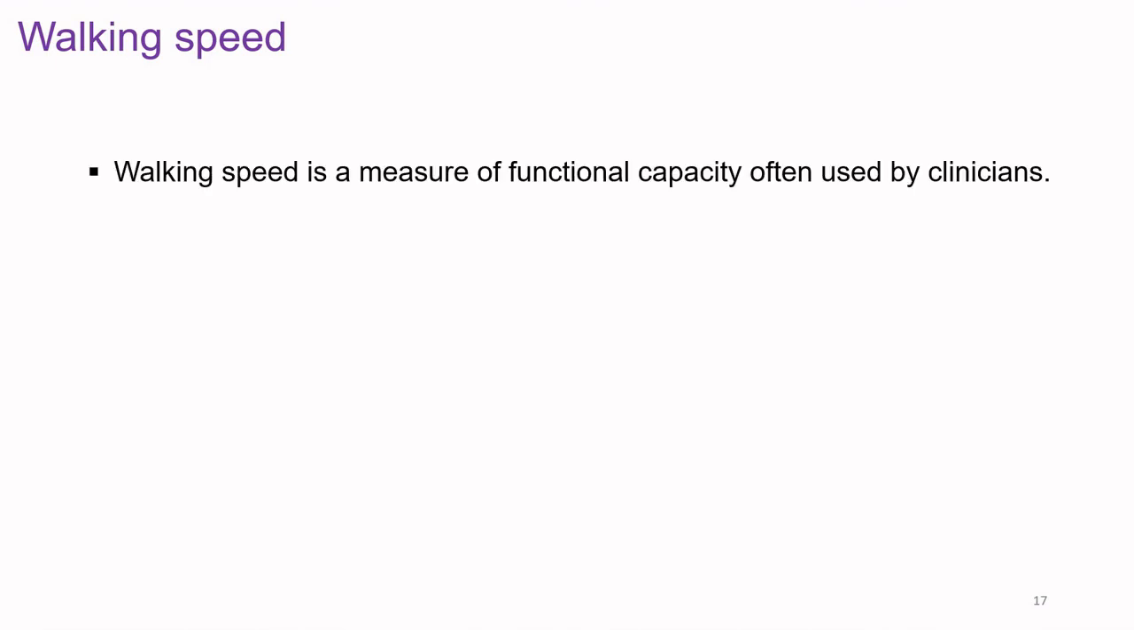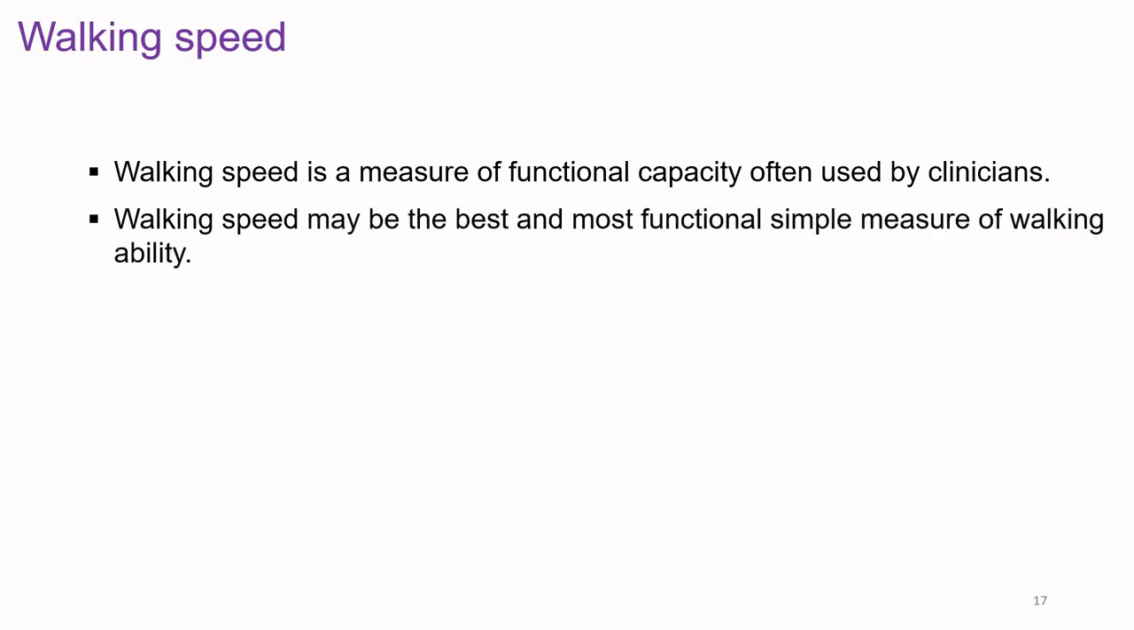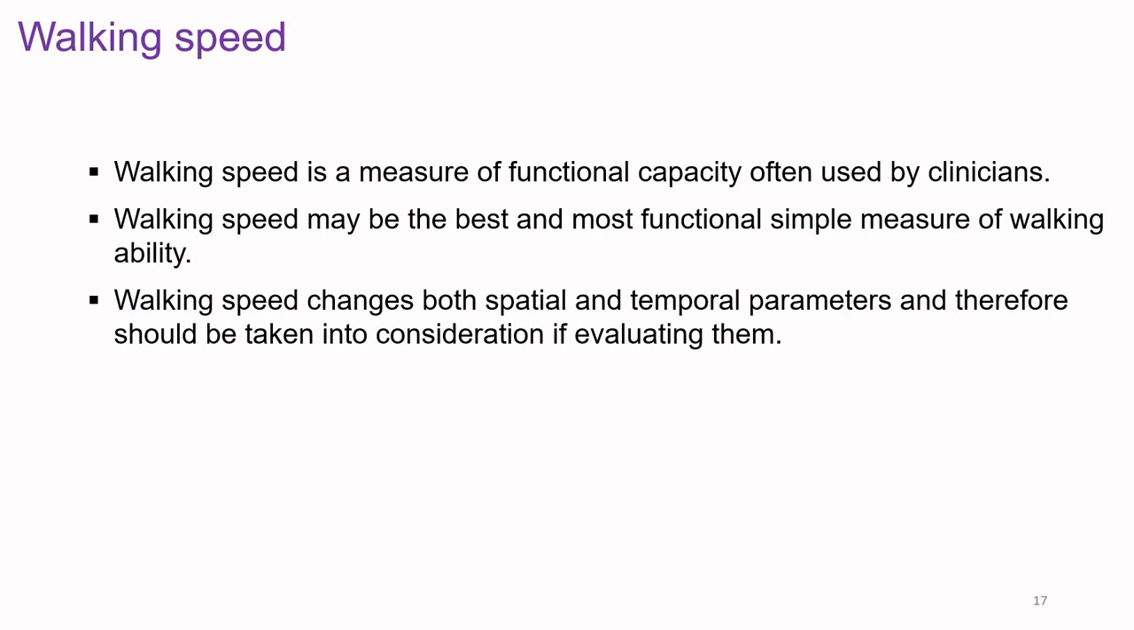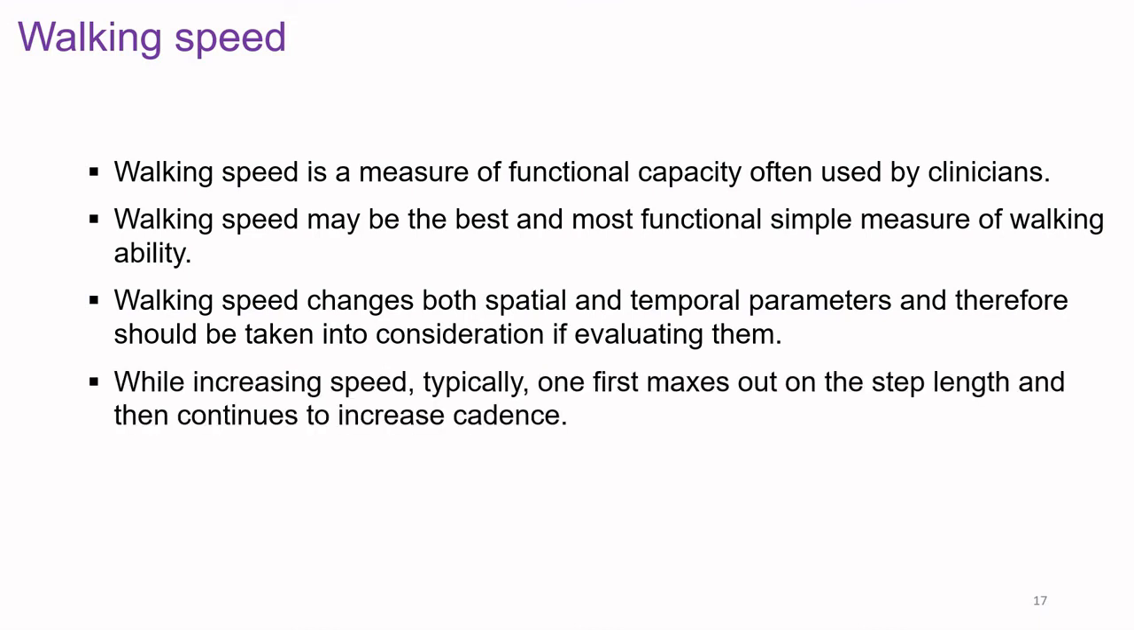I want to go through a few simple notes related to walking speed. Walking speed is frequently used as a measure of functional capacity in clinical settings. Walking speed is believed to be one of the best simple measures of walking ability. Walking speed changes both the spatial and temporal parameters of gait, and therefore, if you're attempting to measure these parameters, you should take walking speed into consideration. While increasing walking speed, typically one first maxes out on step length and then continues to increase speed further by increasing cadence.